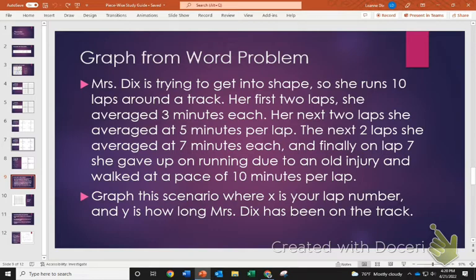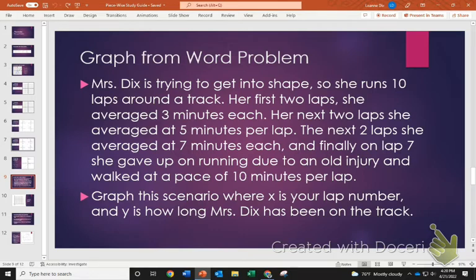The next 2 laps, she averaged 7 minutes each. Finally, on lap 7, she gave up on running due to an old injury, and she walked at a pace of 10 minutes per lap. So for the last laps, 7, 8, 9, and 10, I just started walking, and it took me 10 minutes for each lap because apparently I'm really, really slow, but it's fine.